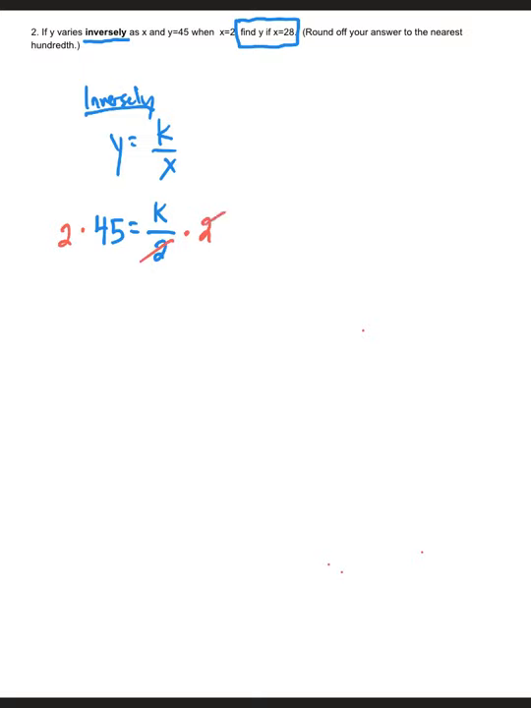So dividing by 2 and multiplying by 2 cancels it out. So we've got k equals 2 times 45, which just comes out to 90. Remember, if you've got a lot of decimals, make sure you keep 4 of them. But here, this just comes out to a nice number like 90. So all we're going to do is plug that back in.